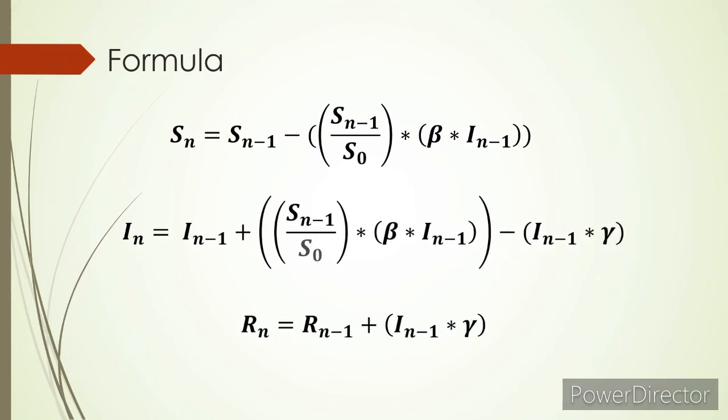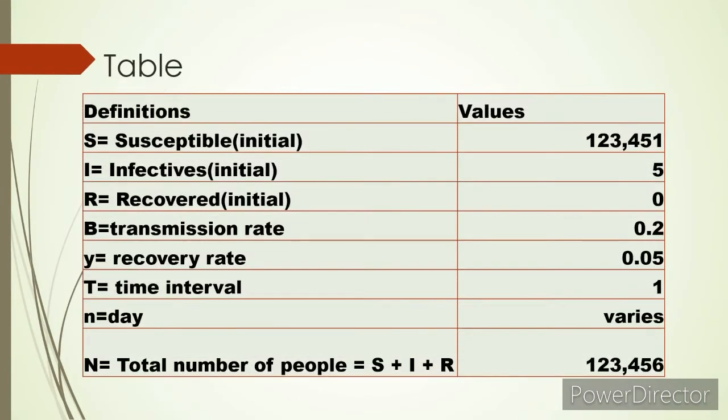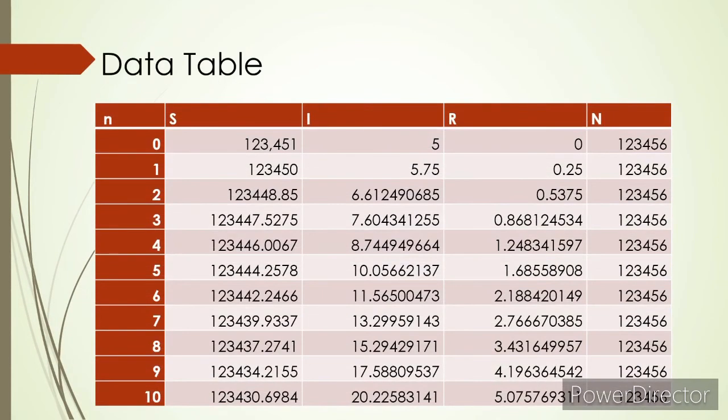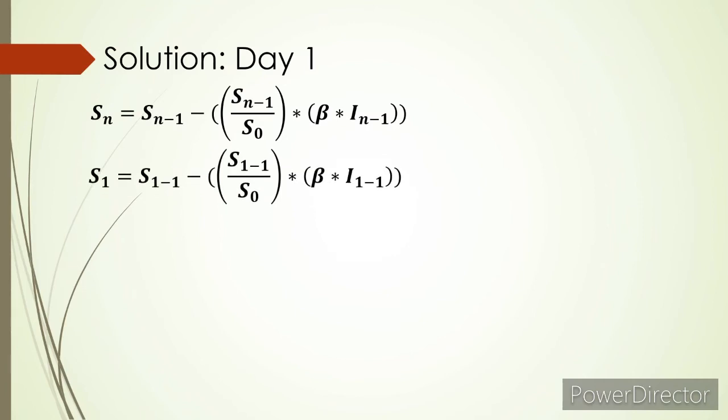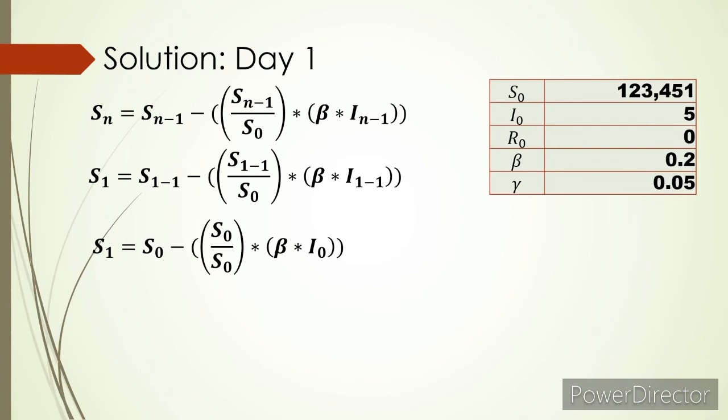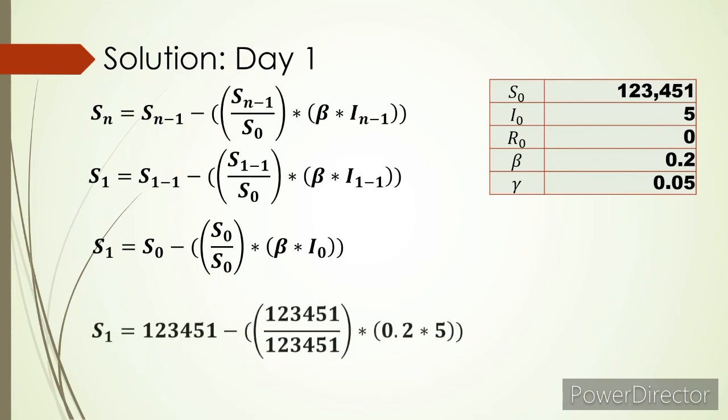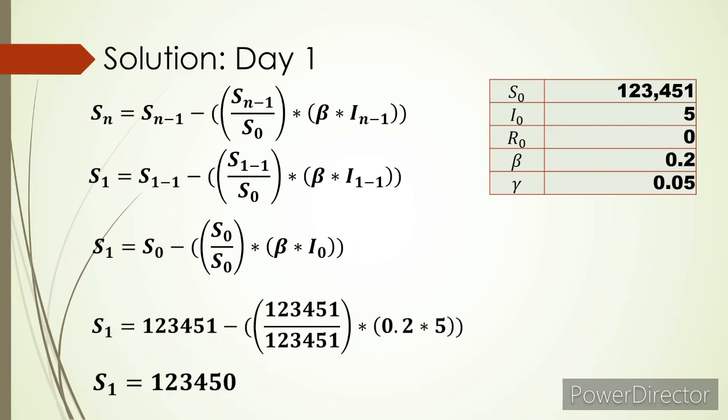Then, they made a table to organize the data they have. This data was used to construct a data table, which will be used to make the graph. So how was this made? Here's the solution for day 1. First write the formula, then substitute the n with the number of the day. So all n will become 1. Solve. Then substitute with the given values. Solve again, and you will have the answer.